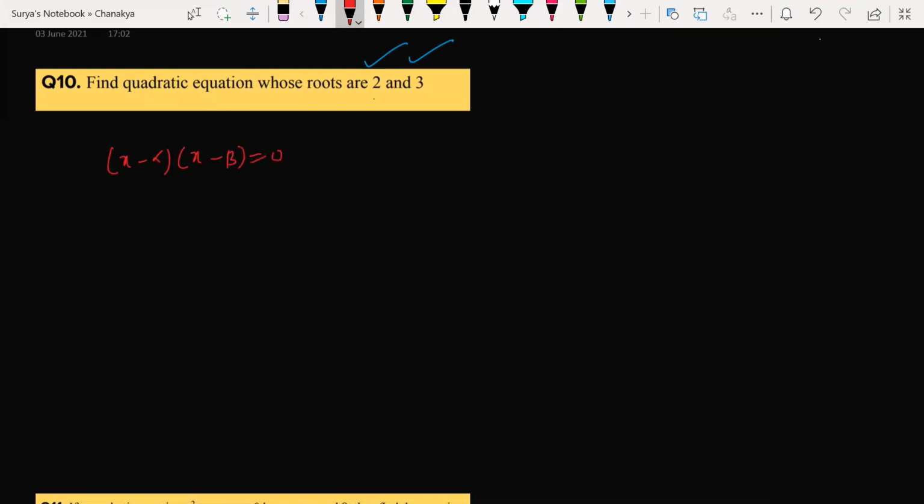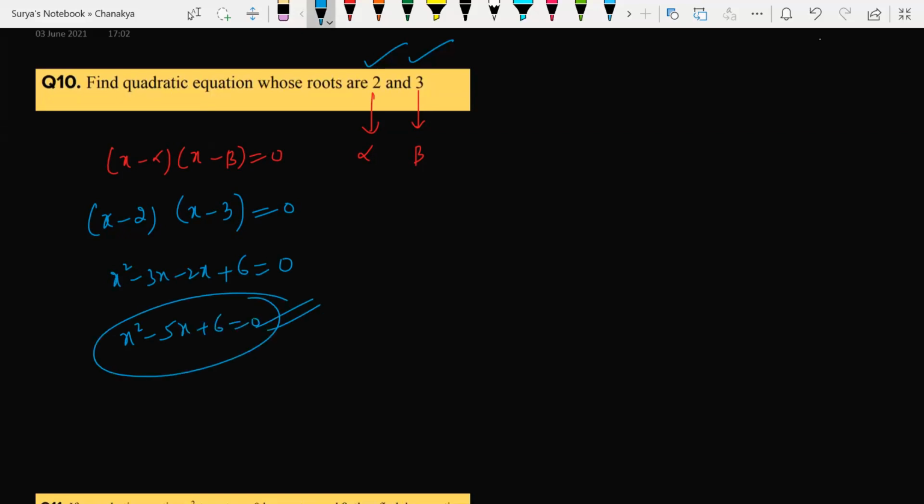So here, this is alpha. Let us take alpha is 2, beta is 3. So what is my equation? x minus 2 into x minus 3 is equal to 0. So x square minus 3x minus 2x plus 6 is equal to 0. So x square minus 5x plus 6 is equal to 0. This is my quadratic equation. Very simple. Any doubt here? Any doubt? No, sir. Very simple, right?